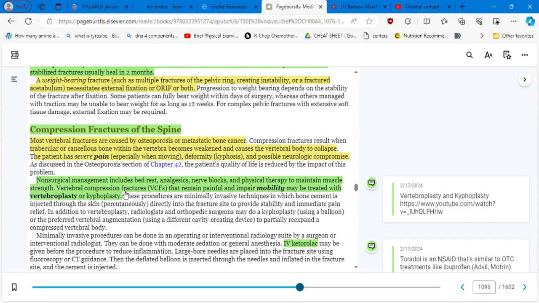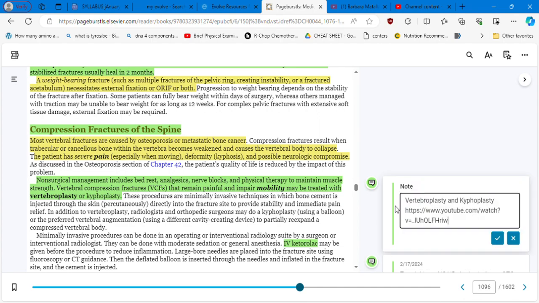Vertebral compression fractures that remain painful and impair mobility may be treated with vertebroplasty or kyphoplasty. We are going to watch a video on what a vertebroplasty or kyphoplasty is, which I really believe is a great procedure, and you're going to see the benefits. Let's watch this video.